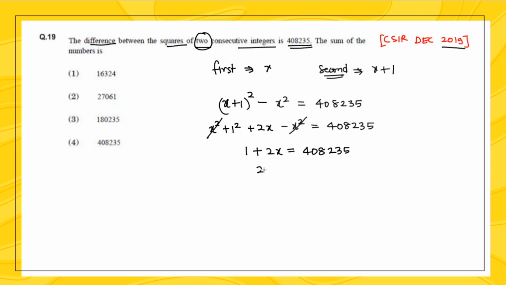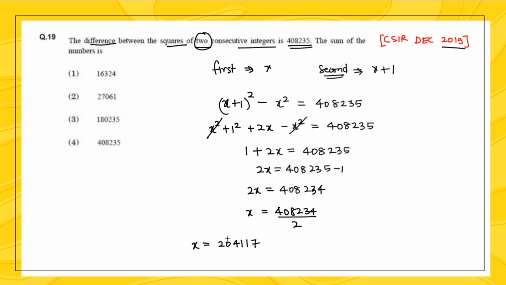408,235. What you have to do now is find out the value of 2x. That will be 408,235 minus 1. So if you subtract it, the value of 2x is going to become 408,234. All you need to do is find out the value of x, that will be 408,234 divided by 2. If you divide this, the value of x is going to come up as 204,117. This is the value of x over here.